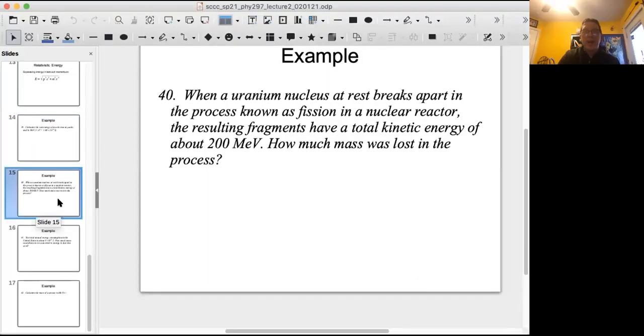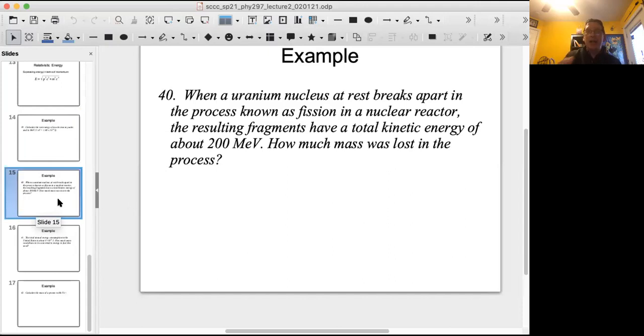So let's go on to another example. When a uranium nucleus at rest breaks apart in the process known as fission in a nuclear reactor, the resulting fragments have a total kinetic energy of about 200 mega electron volts. So how much mass was lost in the process? So 200 mega electron volts of mass was converted into kinetic energy.